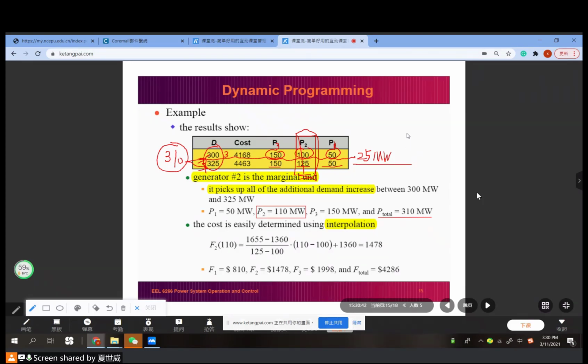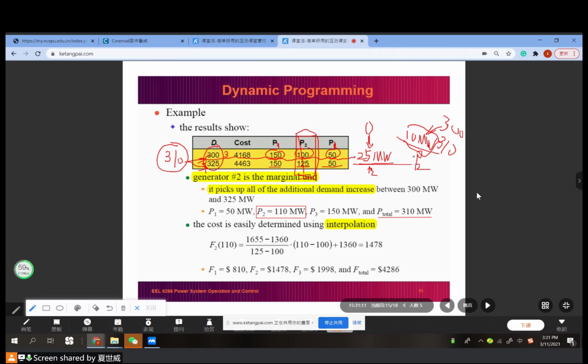So our question is, if you increase 10 megawatt, which generator should support this? Of course, also should be P2. Because you increase 25 megawatt, this 25 megawatt is supported by P2. If you increase from 300 to 310, that means you increase 10 megawatt.